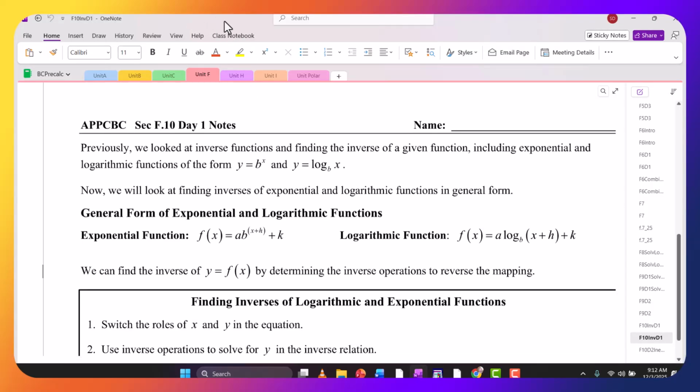Okay, all right. So here's a video on F10 day one inverses. Hey, when I say inverse, you say domain and range exchange, or in my class, we say switch X and Y.